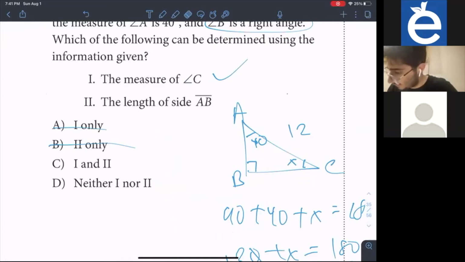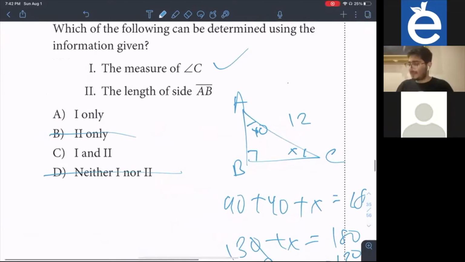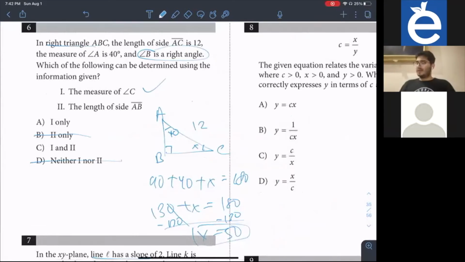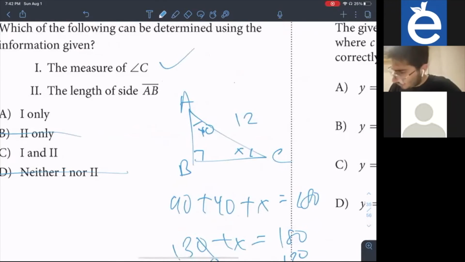No, I'm sorry. We know that B is out, and we also know that D is out. Yeah, because if we know one works, then B can be eliminated and D can be eliminated. Now, part 2, the length of side AB.